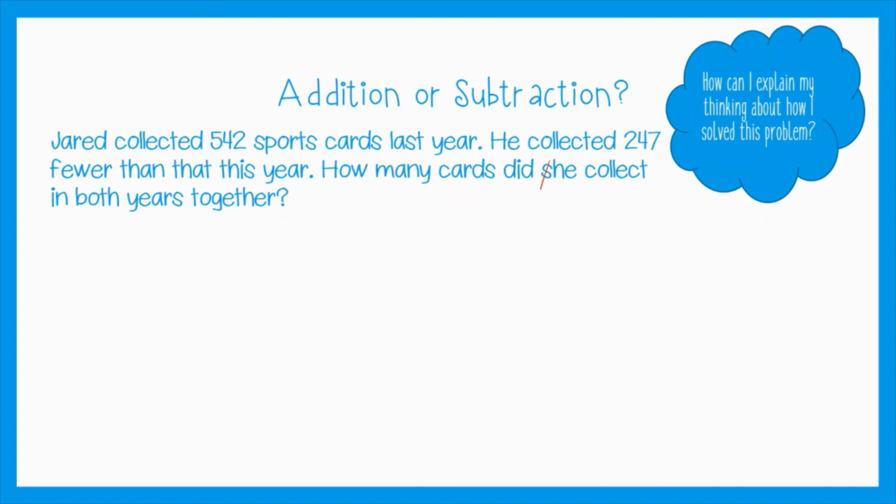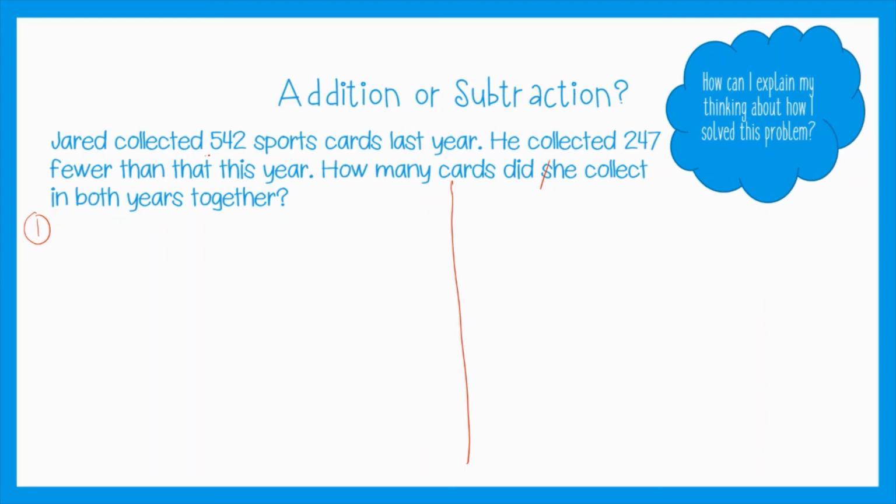All right, so I know that he collected 542 cards last year, and that the amount that he collected this year was 247 less than that, but I don't know exactly how many it was. So in order to figure out how many he collected in both years together, I need to figure out how many he collected this year, which means this is going to be a two-step problem. So for step one, we're going to solve to figure out how many he collected this year.